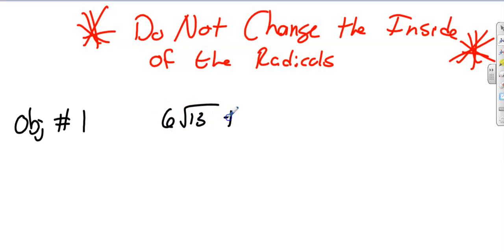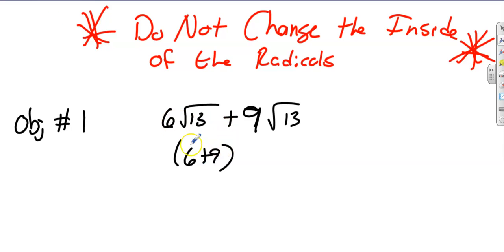6 square root of 13 plus 9 square root of 13. Okay, so both square roots, both 13's on the inside. If that's the case, you're just going to do 6 plus 9. It's almost like when we did factor by grouping, when we took out the common terms. You'll add the 6 plus 9 together and put the square root of 13 here. So it's really just 15 square root of 13.